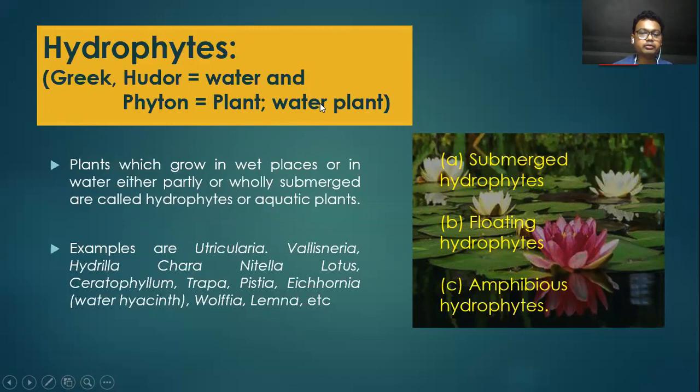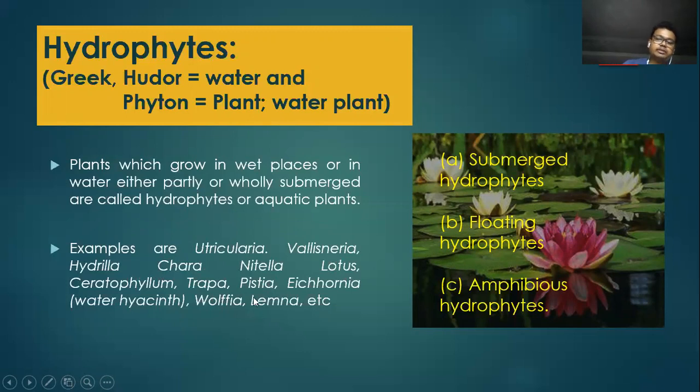Those plants that grow in the water are known as hydrophytes. Some examples of hydrophytes are Vallisneria, Hydrilla, Chara, Nitella, Lotus, Ceratophyllum, Trapa, Pistia, Eichhornia, which is known as water hyacinth, Wolffia, the smallest flower, and Lemna. These are the hydrophytes.